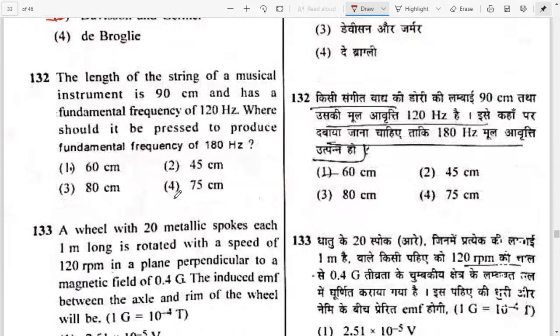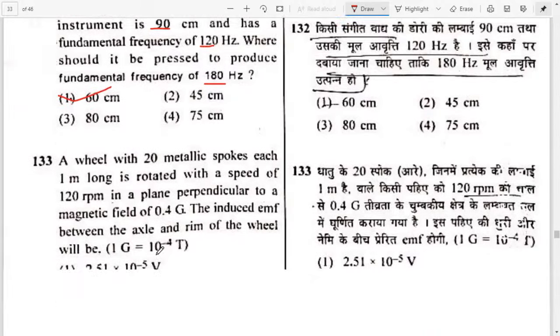Next, question number 132. The length of the string of a musical instrument is 90 centimeters and has a fundamental frequency of 120 Hz. Where should it be pressed to produce fundamental frequency of 180 Hz? It is 60 centimeters. Option number 1 is correct option, students.